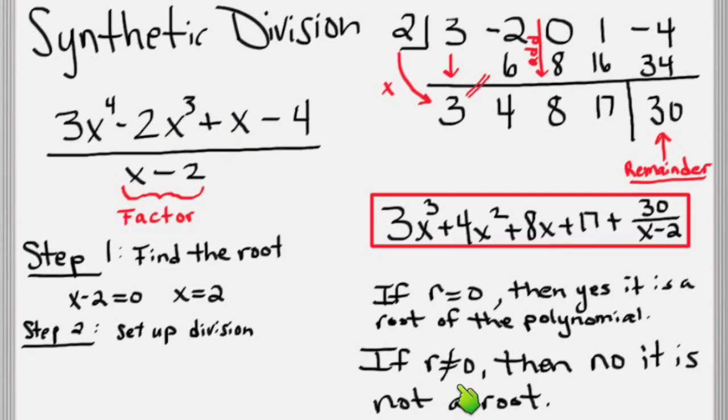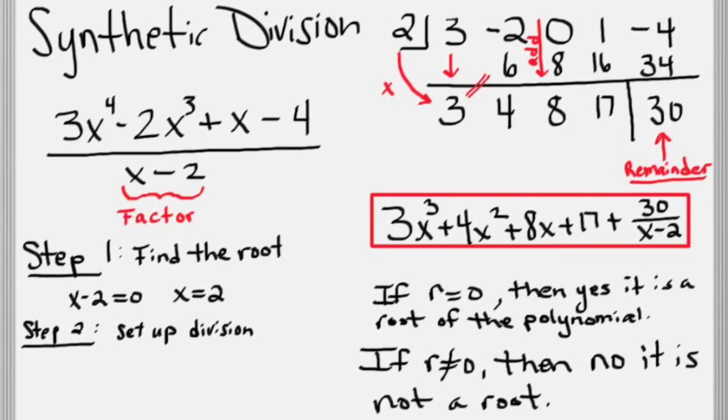If I got something that's not 0, which I did in this case, we got 30. That means that no, 2 is not a root of the original polynomial, because when I divided it, I had some leftover parts. That wasn't a factor. We tested the factor of 2, or the root 2, and it turned out to not be a root of the equation.